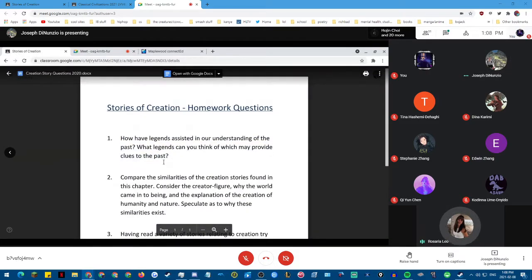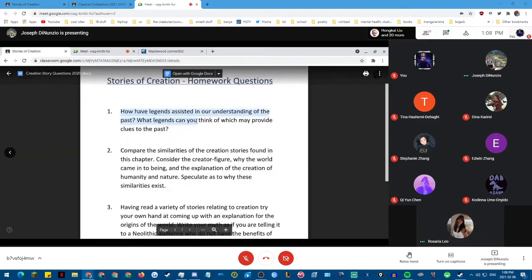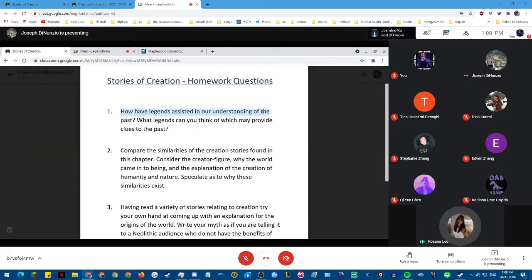Okay, so for what legends can you think of which may provide clues to the past? Is that legends that we read in the articles, or legends like we've heard on our own? Well, you can include legends that you've heard elsewhere, but I would try to focus on the reading. This is all based on the reading.